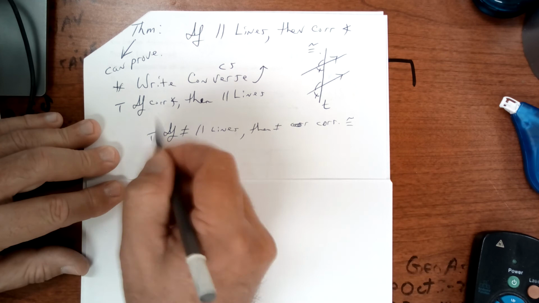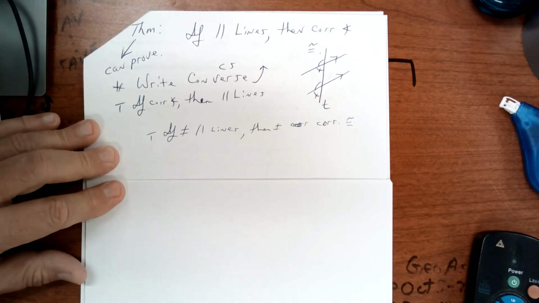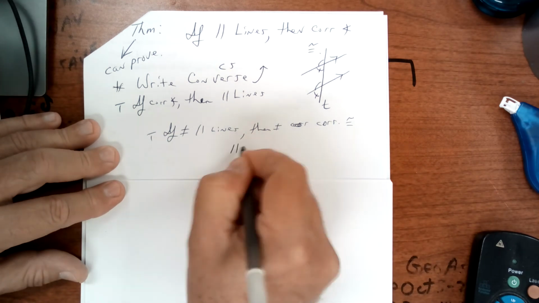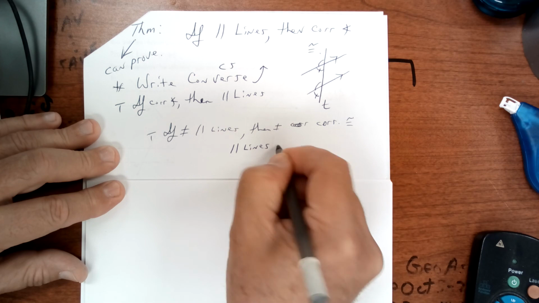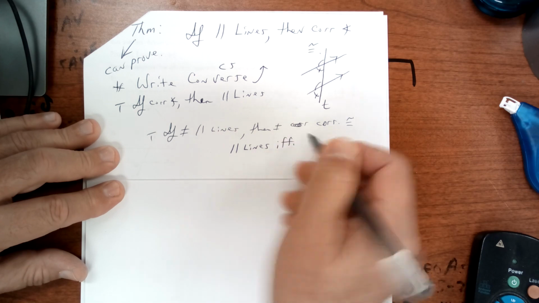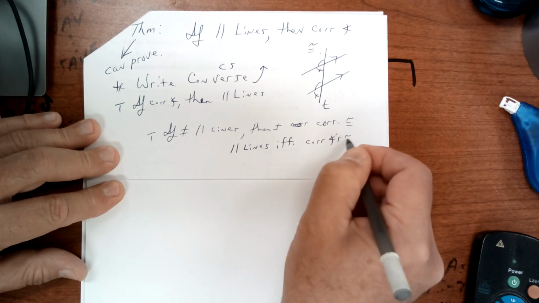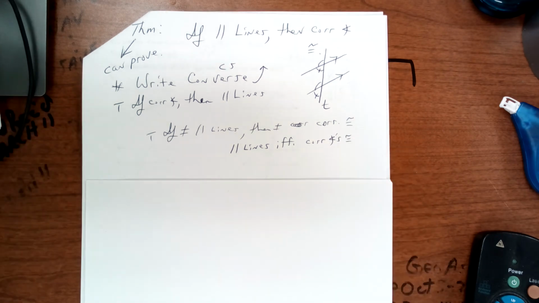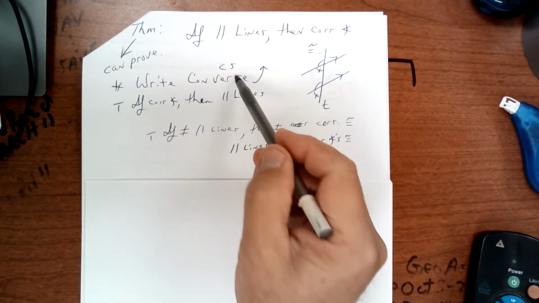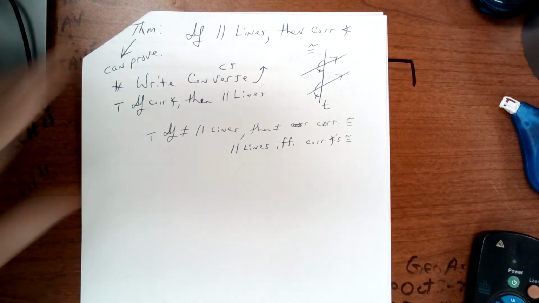So you could technically write a biconditional. You could say parallel lines if and only if corresponding angles congruent. Okay? Remember, a biconditional can only be written if the contrapositive is true. And the contrapositive is a combination of the converse and inverse. All right, let's talk about today's work.